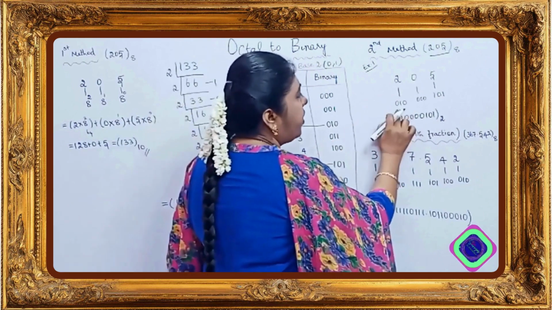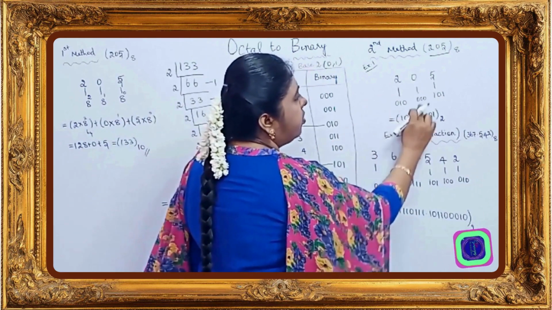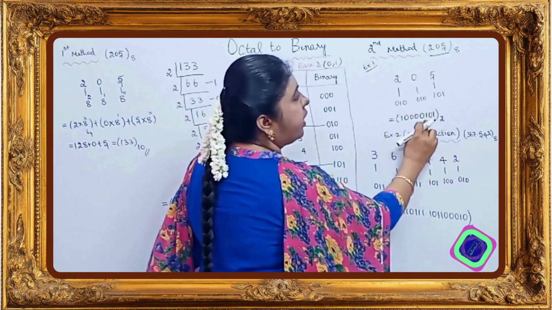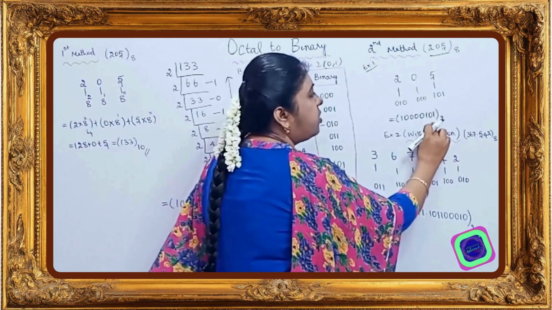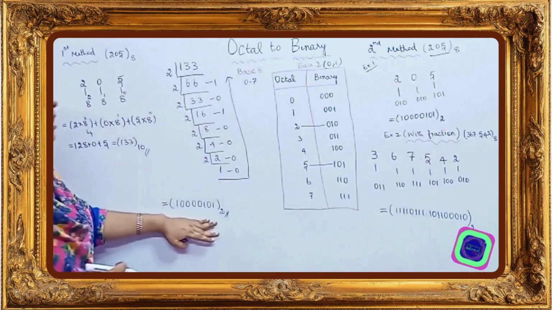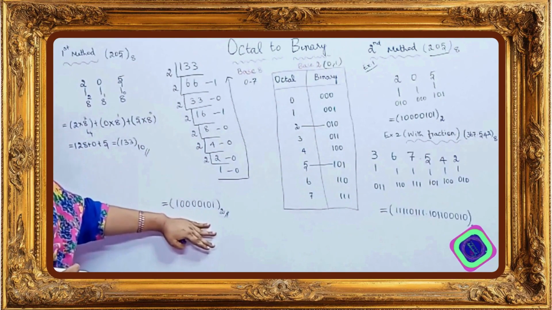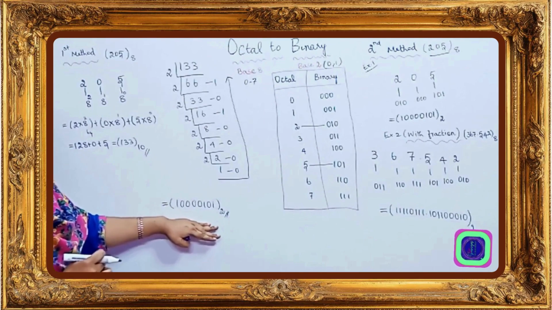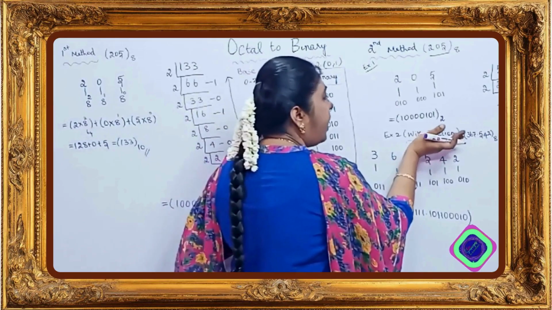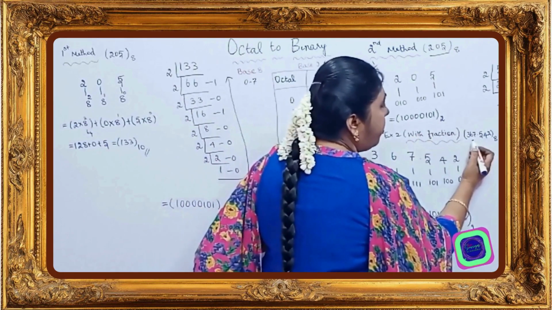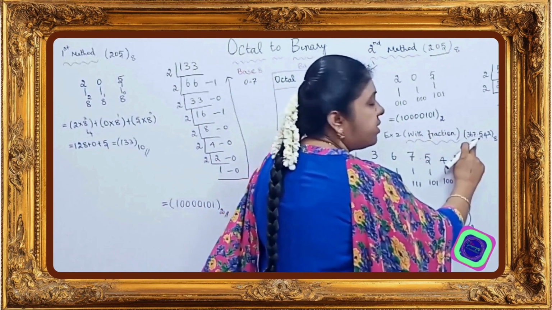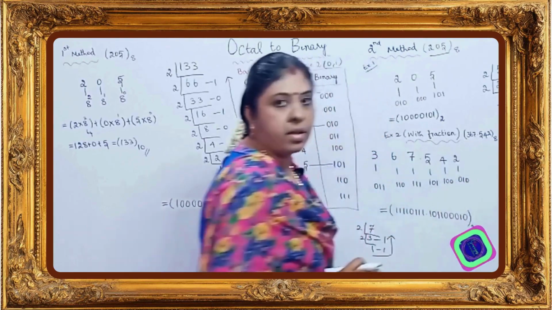So writing starting from here, 1 0 0 0 0 0 0 0, and then 1 0 1 1 0 1, which is the same answer we had attained here. So the first method and the second method yield the same result. Then consider another example with a fractional value, 367.542 to the base of 8.